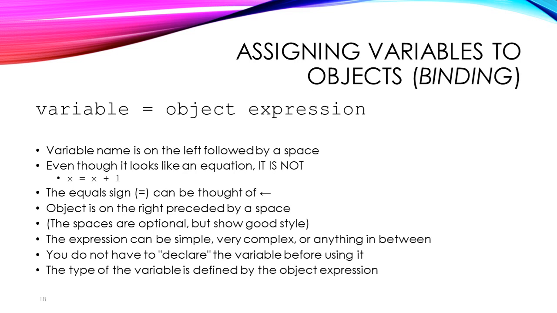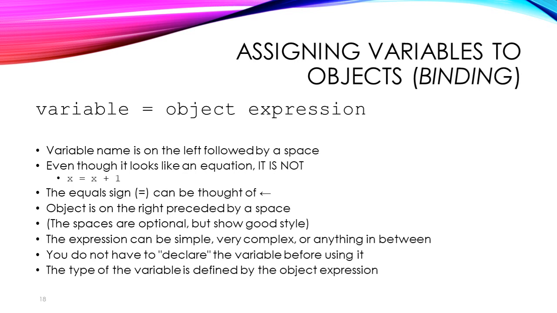This is how you actually get information into a variable. It's called binding or assignment, and almost every computer language uses this type of syntax: the name of the variable, an equal sign, and then some sort of object expression. And usually you want to have spaces between everything. It just makes it look nicer.